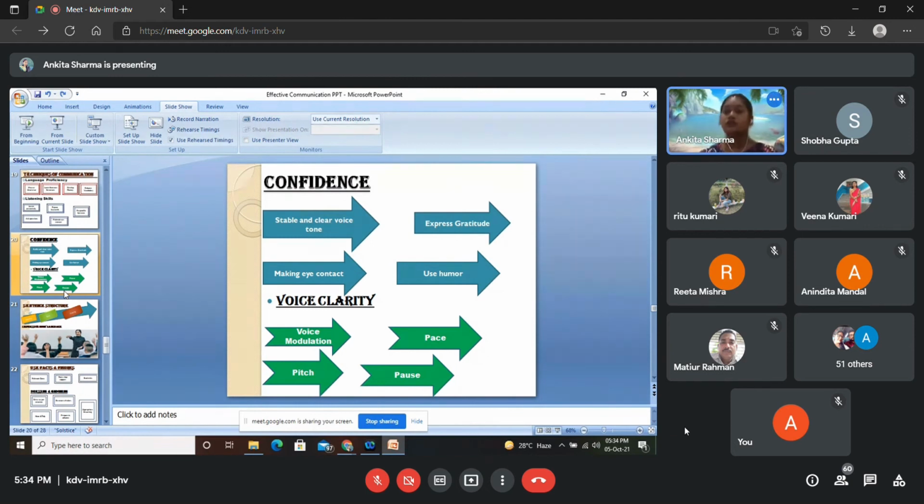So how can you show that you're confident? If you do something wrong and you do not say sorry, does that mean you're confident? Not at all. It means that you are overconfident. Confidence means you have to have a clear tone and stable voice. You can also express gratitude, saying thank you or whatever. That is also part of confidence. And when you are maintaining eye contact with the listener, that also shows that you are confident. We also use humor at times so that your communication is more interesting.